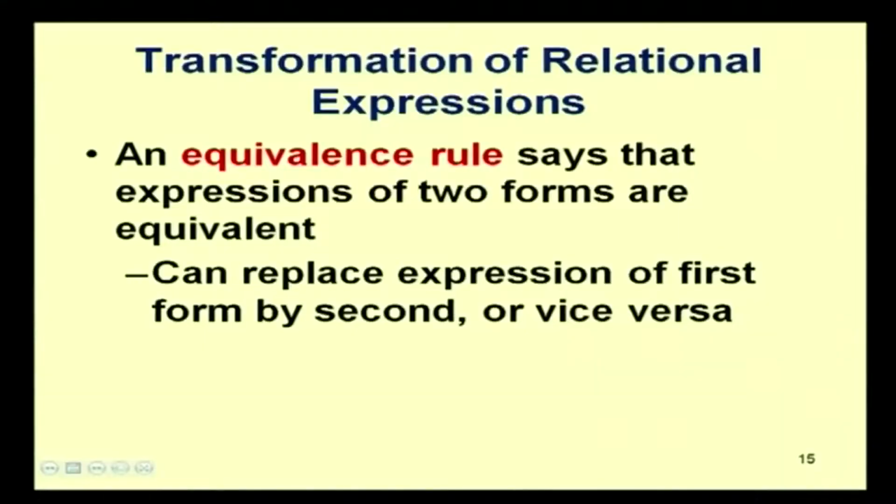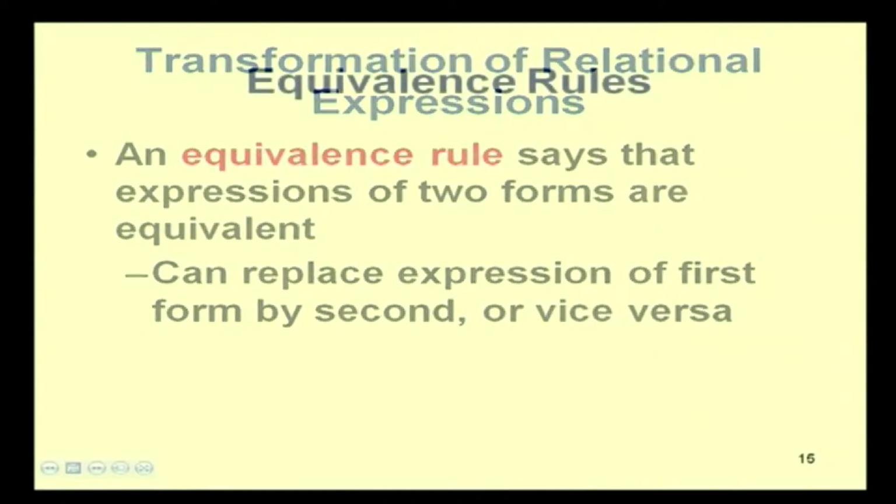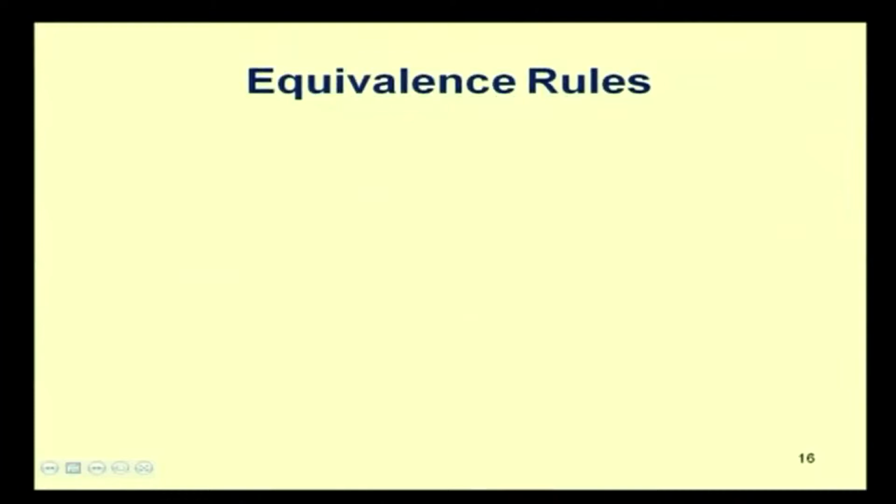So, in order to transform a relational expression to an equivalent relational expression, we have to have what is called an equivalence rule. So, what is an equivalence rule? An equivalence rule says that expressions of two forms are equivalent if you can replace one expression in the first form by a second expression, or a second expression by the first expression. That is what we call an equivalence rule. Now, we are going to look at each of the equivalence rules.